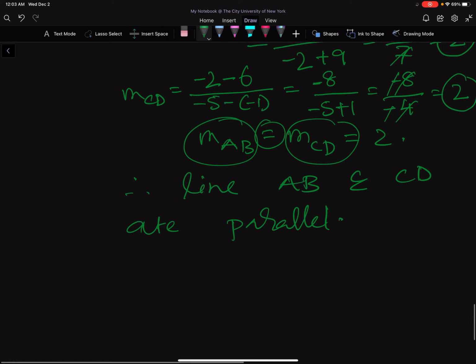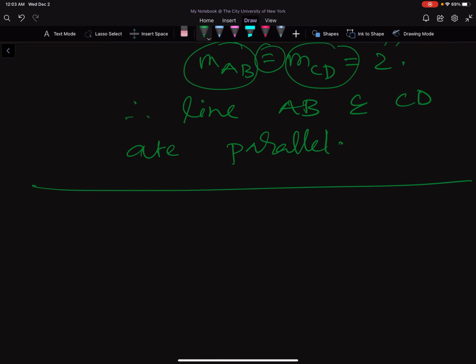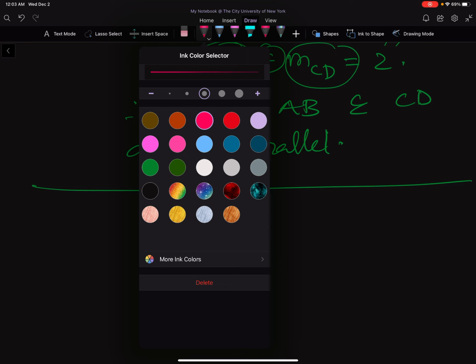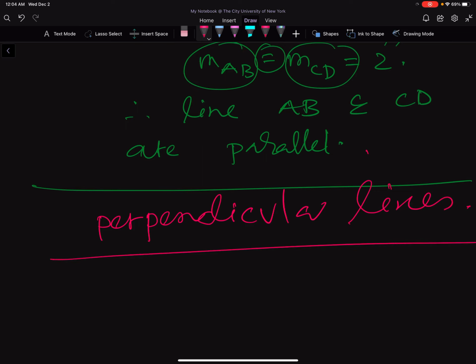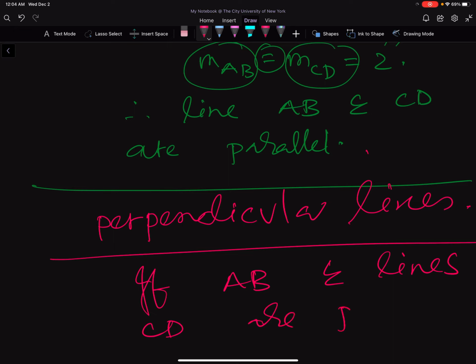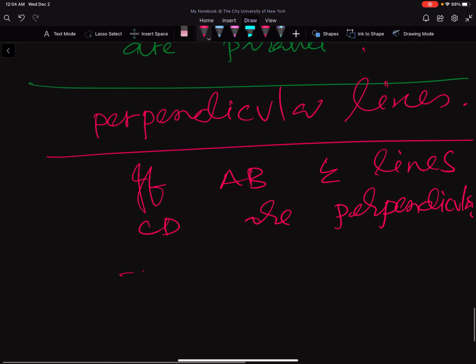Now for perpendicular lines. There is nothing very different. The only difference is the product of the slopes. If lines AB and CD are perpendicular, we know that the product of the slopes of both will be -1.